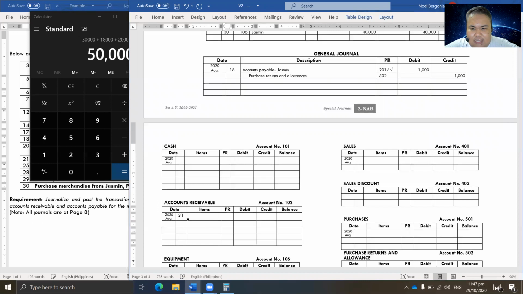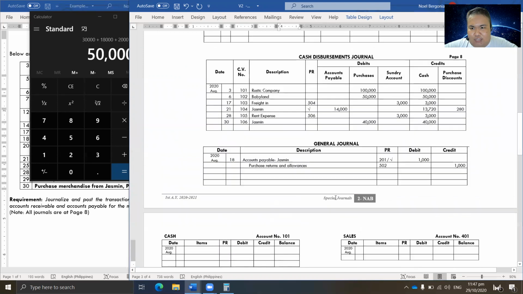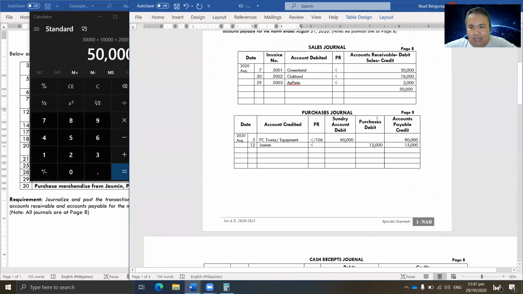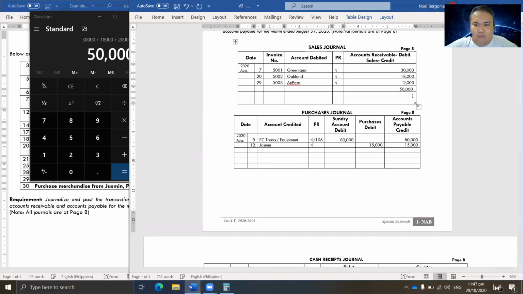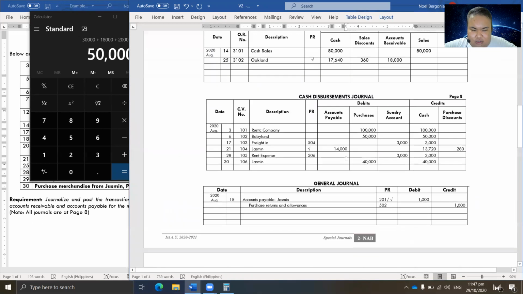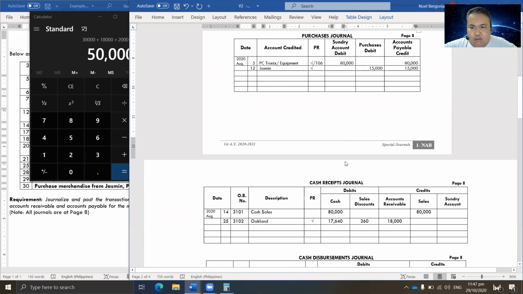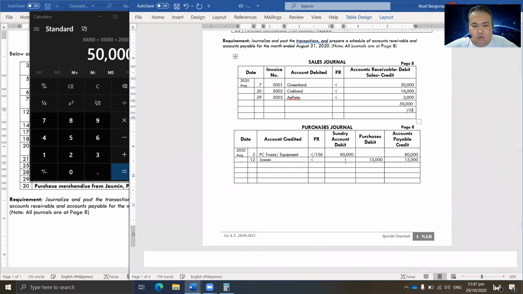Saan nanggaling yon? SJ number 8 or Sales Journal number 8. Magkano yung total debit? 50,000. Okay? And then the balance will be 50,000. Okay? So after you have posted it in the general ledger, okay, babalik po tayo doon sa, ayan. Okay, lalagyan natin siya dito sa baba ng, ano yung account number ng receivable? 102. So, lagyan natin 102.